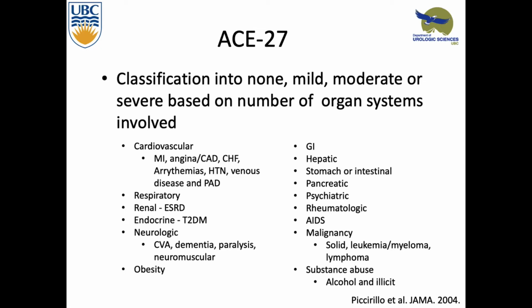Patients are classified into having none, mild, moderate, or severe disease based on number of organ systems involved. Essentially, it's all the major organ systems. You get a point for each, and then that classifies you.